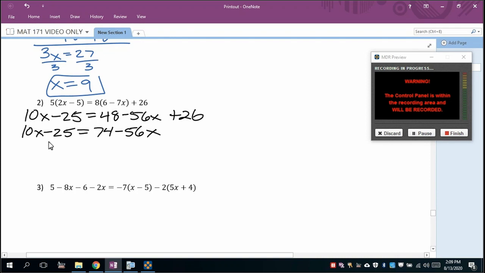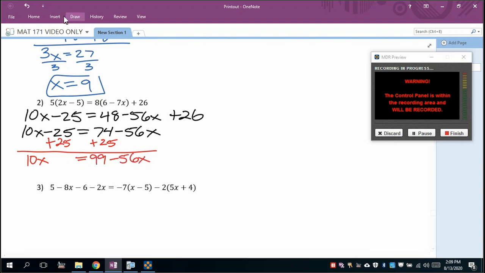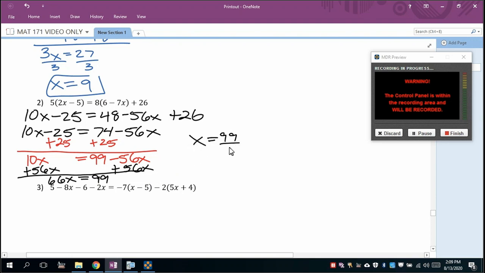What I'm going to do is add the 25 to both sides. And notice, I'm adding it to a constant. So we get 10x equal to 99 minus 56x. And then we're going to add 56x to both sides. And we're going to get 66x equals 99. X will be 99 over 66, which does happen to simplify to 9 over 6. If we divide out by 3 here, it's just going to be 3 halves. All there is to it.